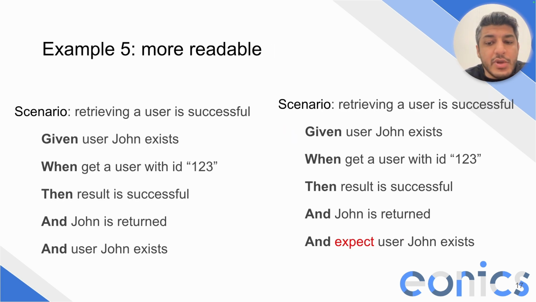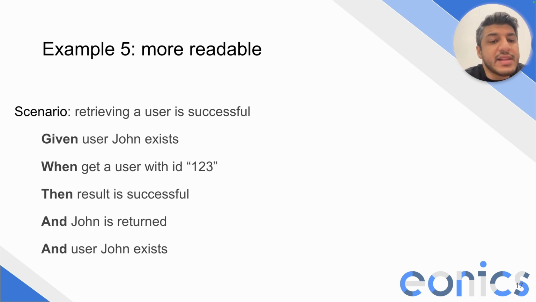Okay, so we can use more readable sentences. So the problem with the scenario on the left is that we say given user John exists, but then at the end we also assert that user John exists. So these two sentences are the same. It would be a bit confusing what they will do since they are the same.